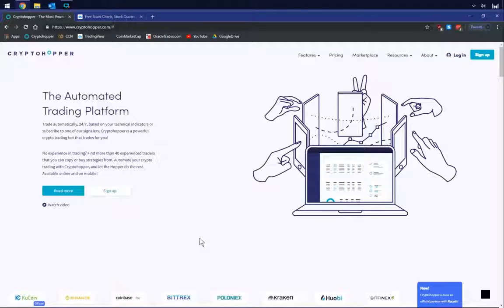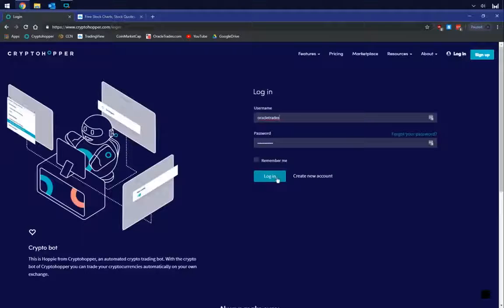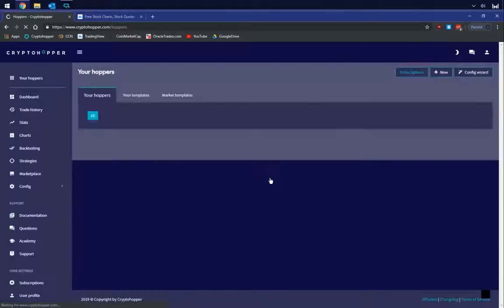So, this is the website of Cryptohopper, the platform that automatically trades for you 24/7 based on technical indicators or strategies that you can purchase or subscribe to. After you've created yourself an account, let's go ahead and log in. Now, one of the first things to get used to in Cryptohopper is the terminology used.